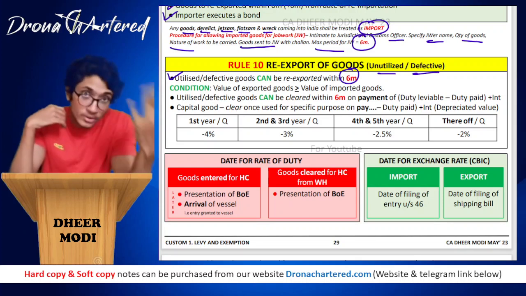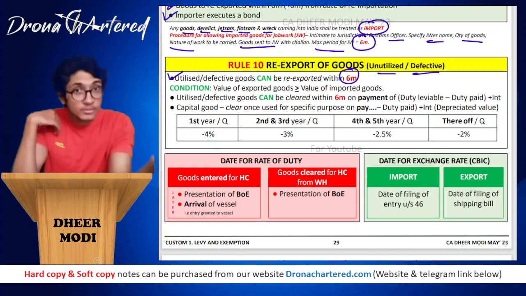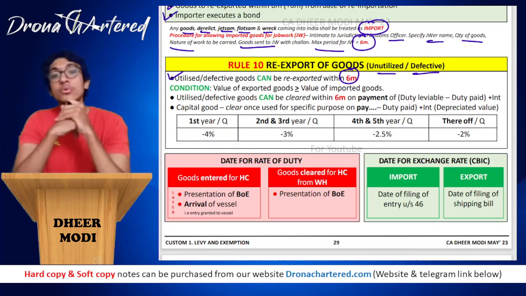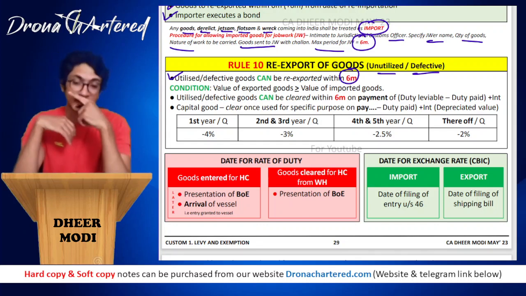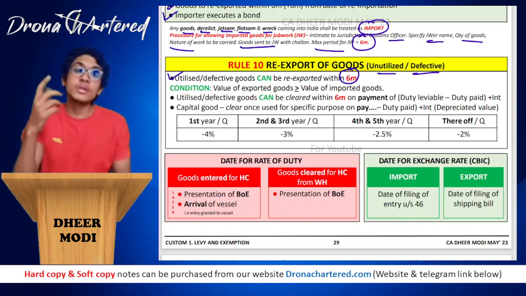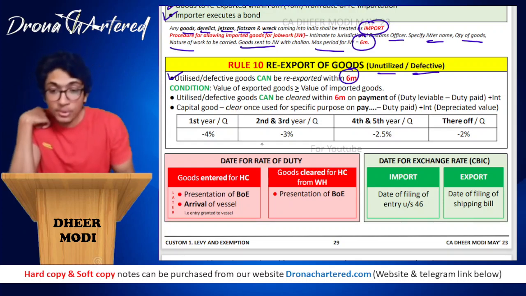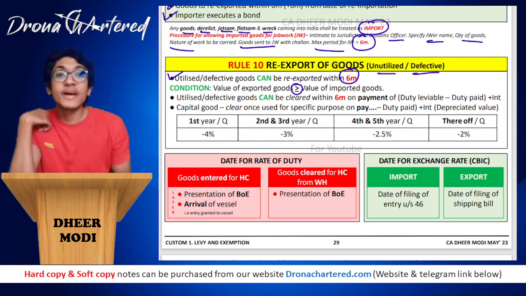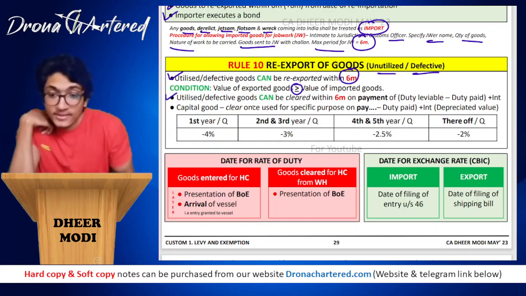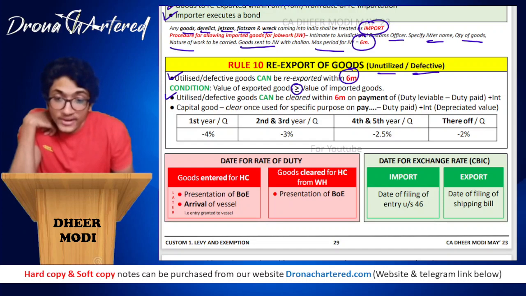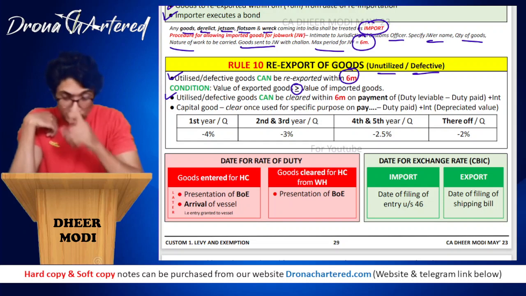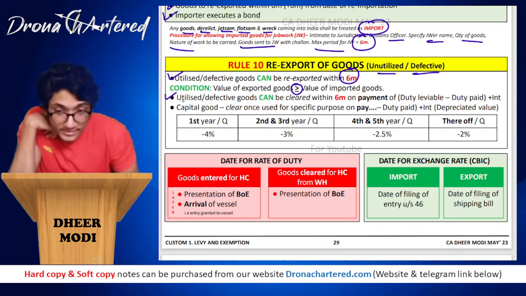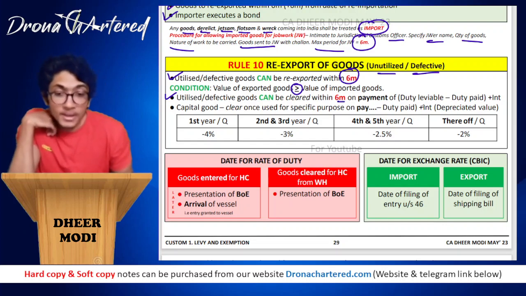That means, for example, you imported some goods. You bought some goods, and now you find out that you are not going to use them, or they are defective. So in such a case, you can re-export them within a period of 6 months from the date of importation. What is the condition? That the value of exported goods shall be greater than the value of your imported goods. Next is unutilized or defective goods can be cleared within 6 months on payment. Okay. So defective goods, it should be unutilized. So unutilized or defective goods can be cleared within 6 months on payment of how much?